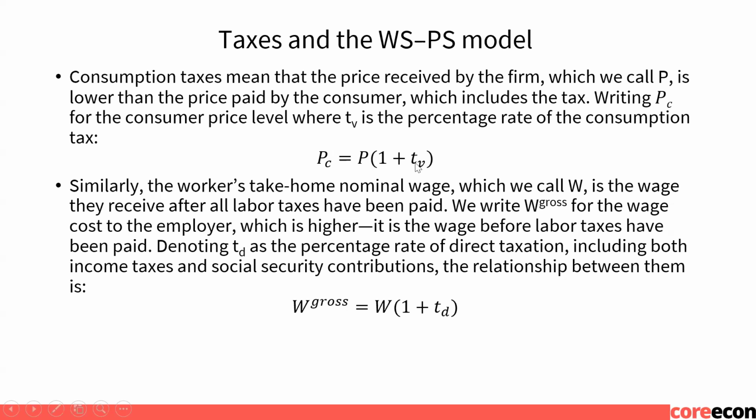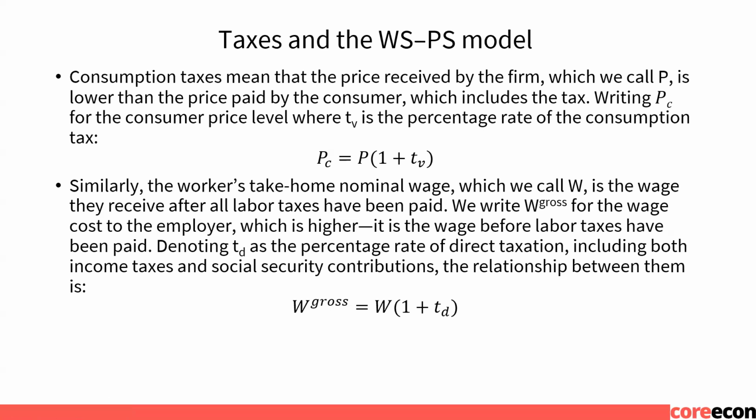So let's say the price was $5 with a 5% tax, you're looking at $5 times 1 plus 5%. So the price paid is higher, but not all the money is going to the firms. A part of it is sent to the government as taxes.